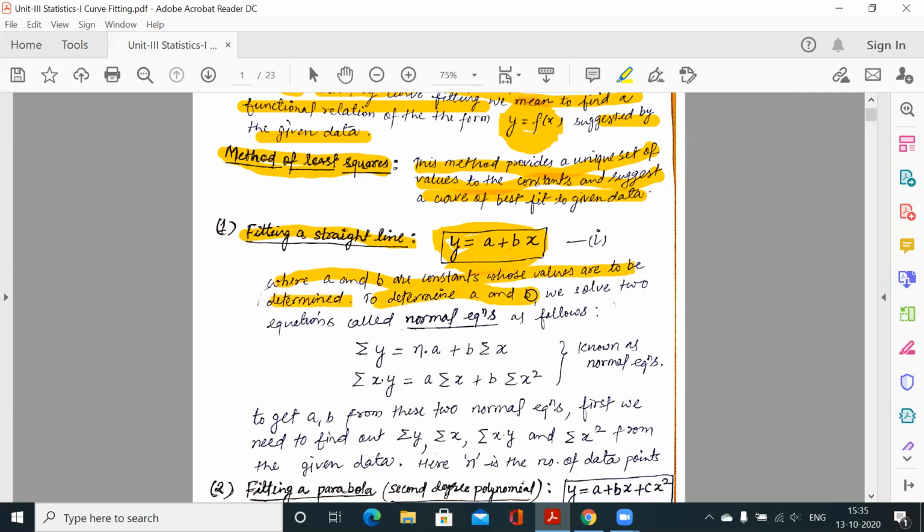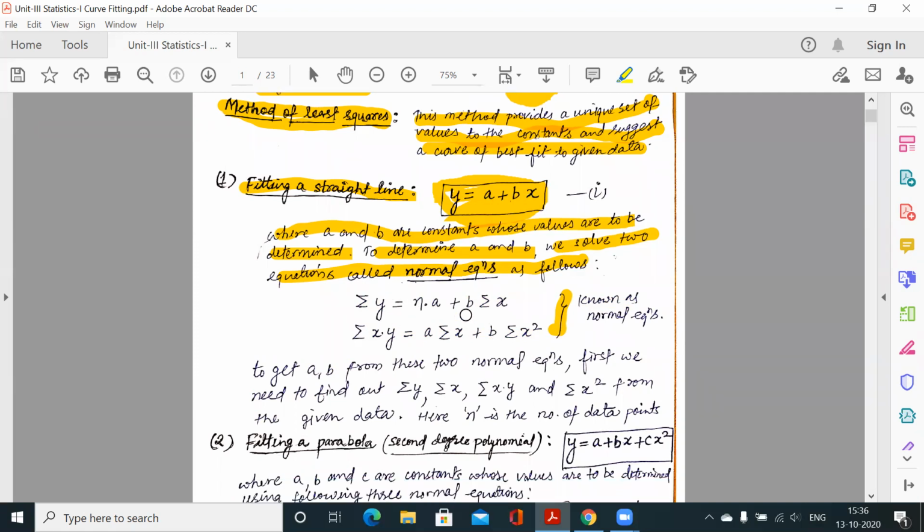To determine a and b, we solve two equations called normal equations as follows. For a straight line, we have to find the constant values a and b, and for that we have to solve these two normal equations. First normal equation, second normal equation, known as normal equations. Because we have to find the values of a and b, we need to solve these two equations.